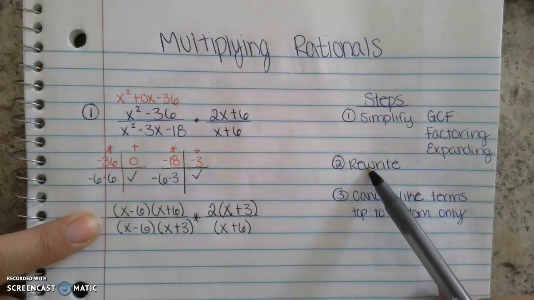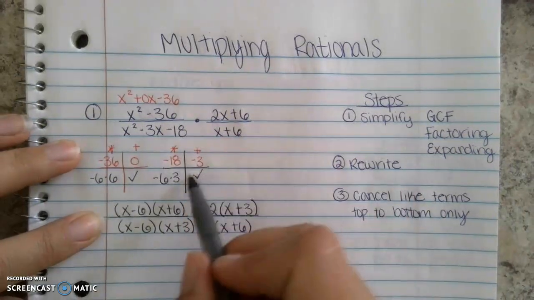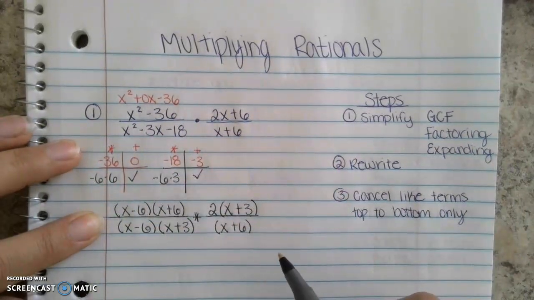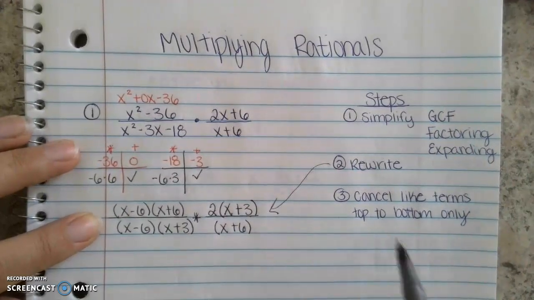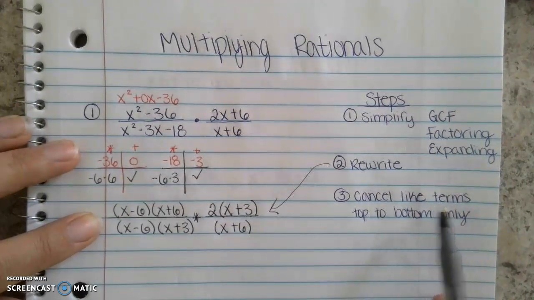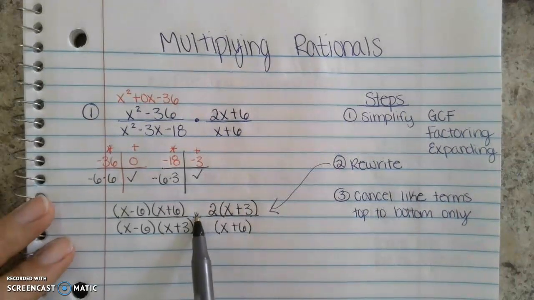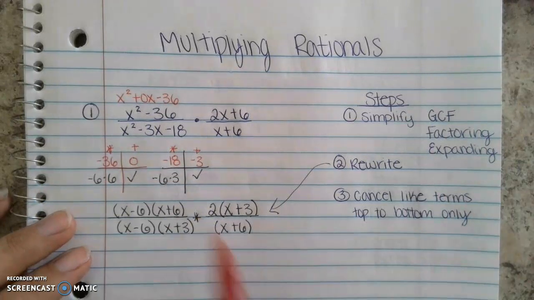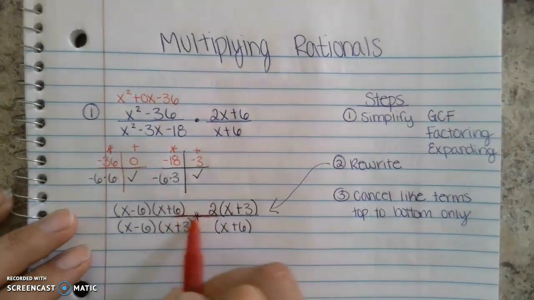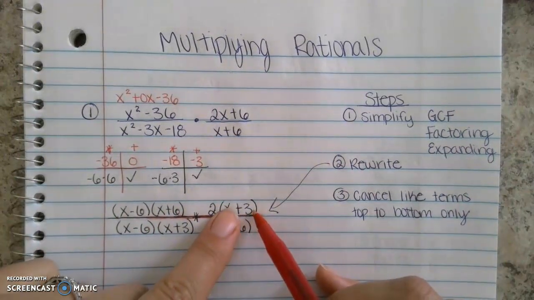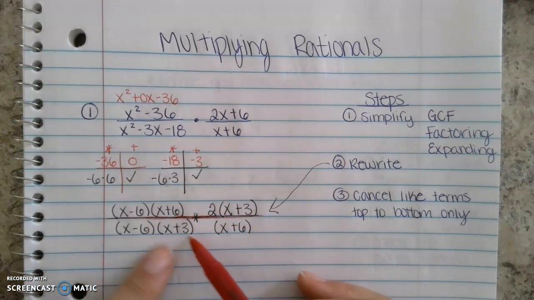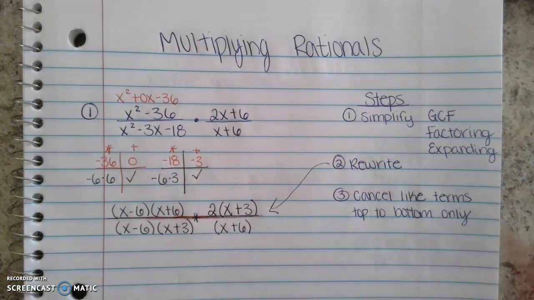I rewrote it. So here was step 1, all this simplifying here. This was step 2, where I rewrote it. And now step 3 is to cancel my like terms top to bottom. Now here's the thing, because this is multiplication, I can actually put this all together as one fraction. This is all the same thing. So if I have something over here, I can actually cancel it with something down here, okay?